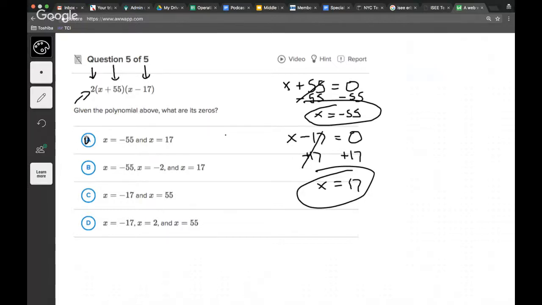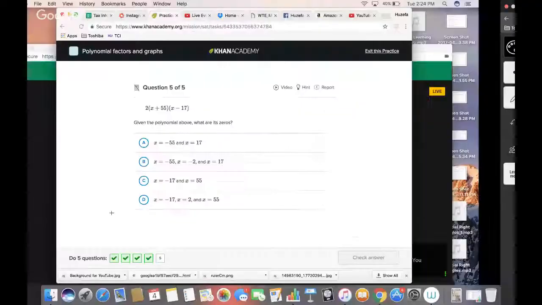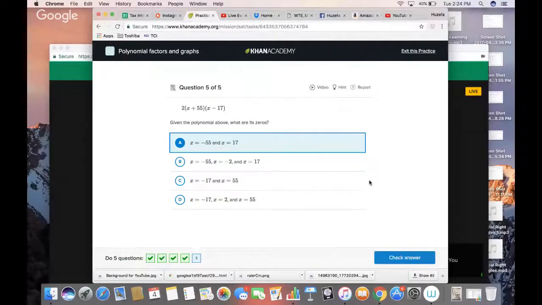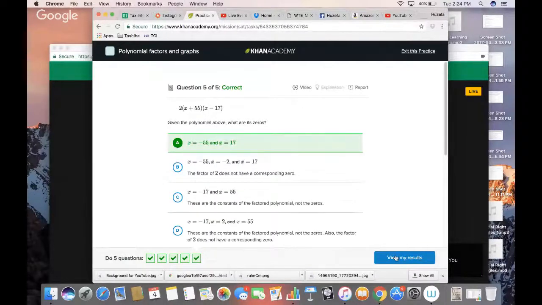And I think it's just A. This one's out. Negative 17, that's wrong. They flip the signs. And this one's not 3, 0. So that's it. It's just A. So for the last two, I think we went a little faster, a little easier. Check the answer and we're good to go.